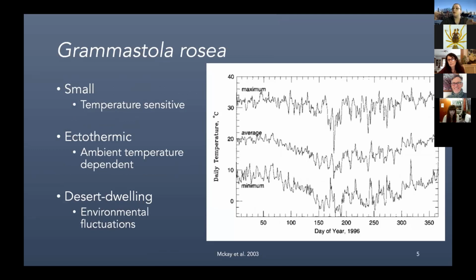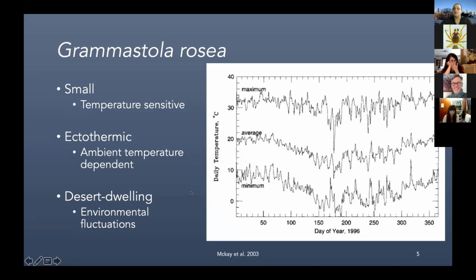This is especially true for our study species. We used Grammastola rosea. They're a desert tarantula species. So in deserts, of course, the temperature fluctuates a lot. This is a graph of daily temperature in the Atacama Desert, I believe. And the maximums are up around 30, and the minimums are down below 10 degrees C.